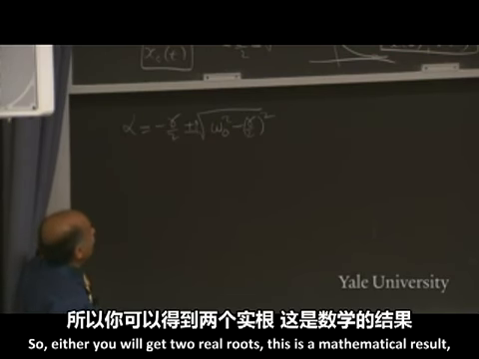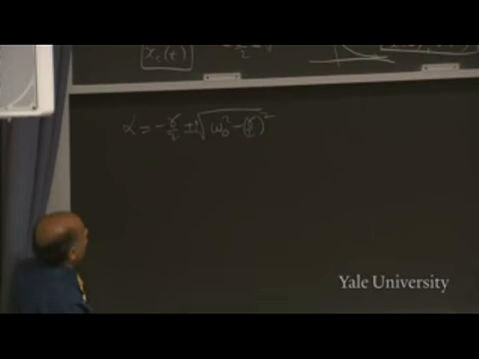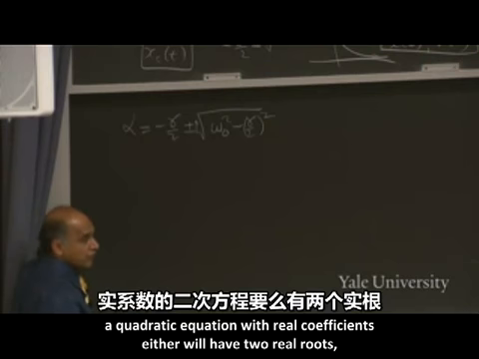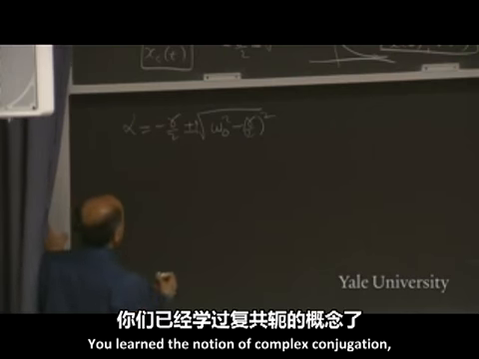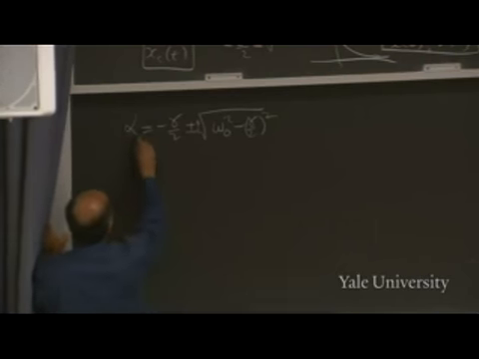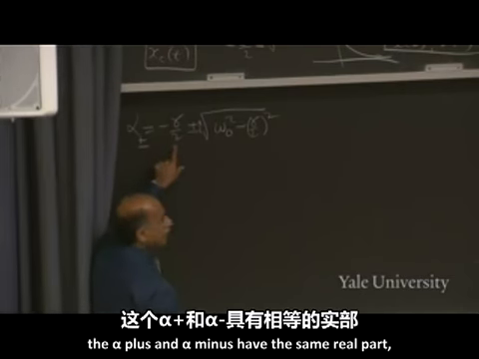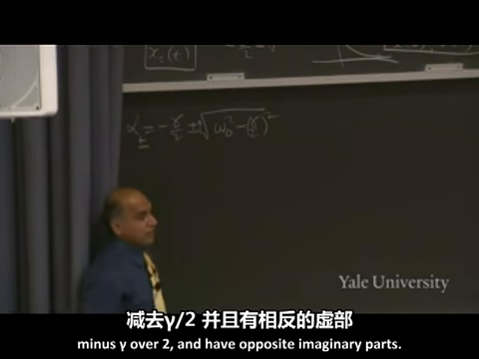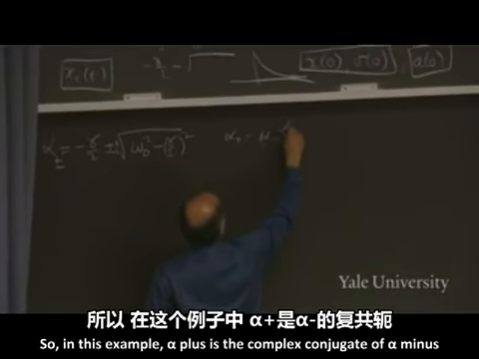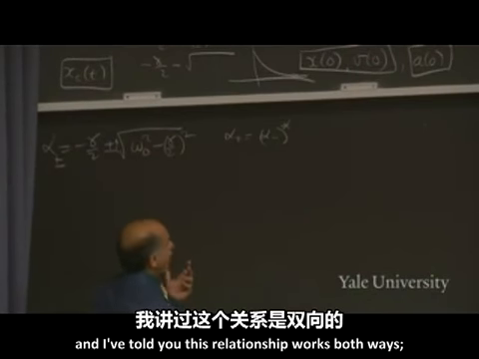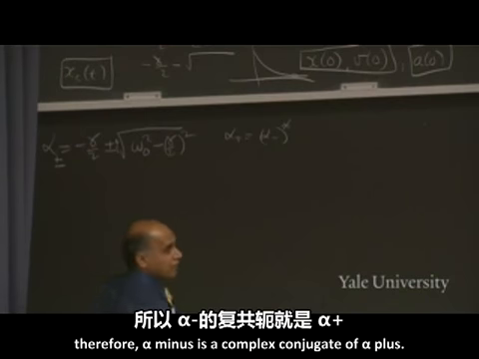So either you will get two real roots. This is a mathematical result, nothing to do with physics. A quadratic equation with real coefficients either will have two real roots, or it will have two roots which are complex conjugates of each other. You have learned the notion of complex conjugation, which is to change i to minus i. You can see the alpha plus and alpha minus have the same real part, minus gamma over 2, and have opposite imaginary parts. So in this example, alpha plus is the complex conjugate of alpha minus, and I've told you this relationship works both ways. Therefore, alpha minus is the complex conjugate of alpha plus.